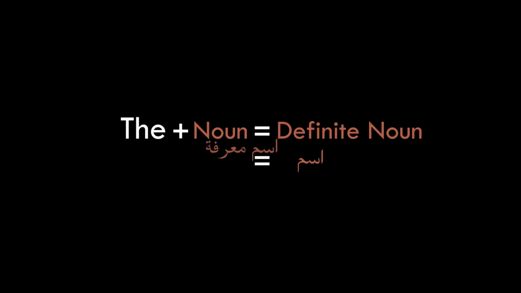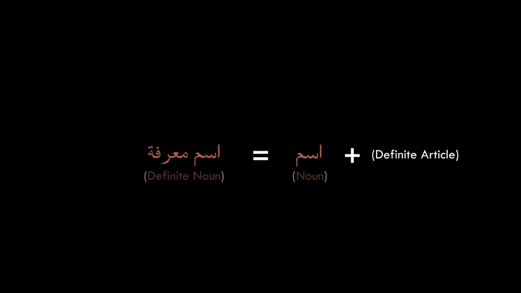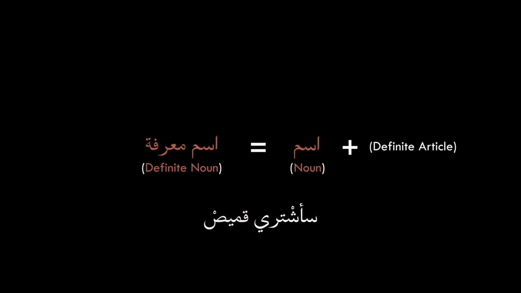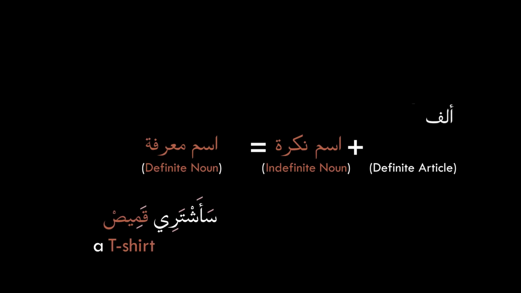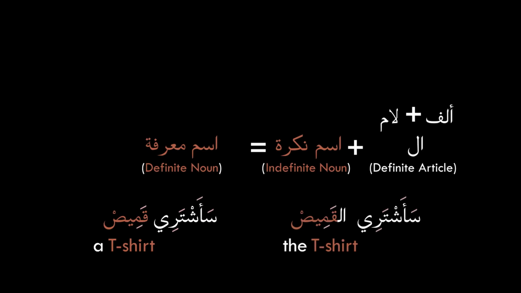Arabic has exactly the same definite article that you put before a noun. The same previous sentence in Arabic is سأشتري قميص. The word قميص here means t-shirt in Arabic. Nouns are indefinite by nature, so how can we make them definite? We simply add alif plus lam, al, at the beginning of the noun. سأشتري القميص. See, so simple.